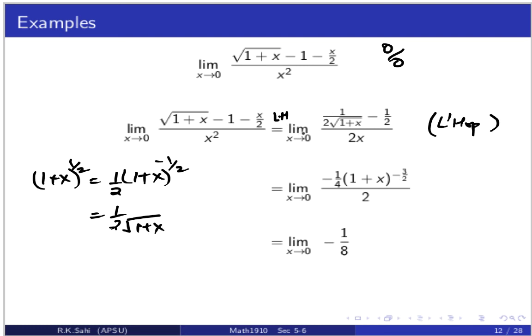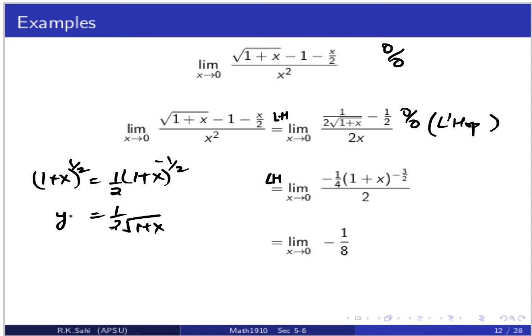Now once again, we substitute 0 here, what do we get? 1 over 2 minus 1 over 2, again we get what? Again the 0 by 0 form. So that means once again we apply L'Hopital's rule. So the differential of 2x is 2. The differential of -½ is 0. And what do we get? Now let's do the differential of the remaining term.